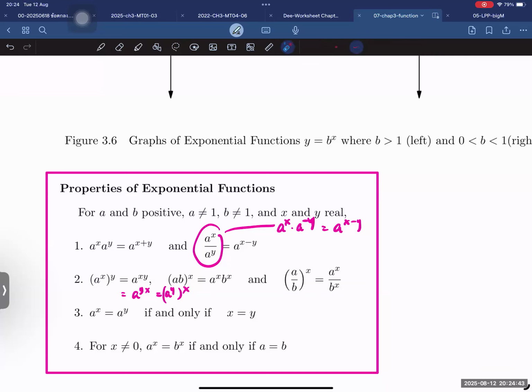All right. And the third one is if same base, a to the x equal to a to the y, it means that the power must be the same. And here if x is non-zero, and a to the x equal to b to the x, it means that the base has to be the same. Right?